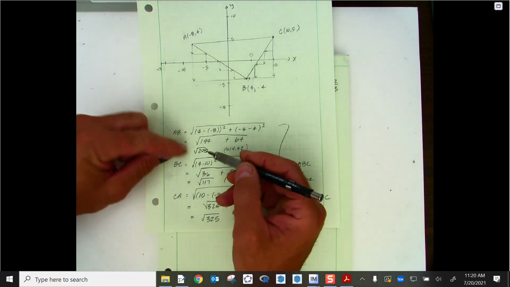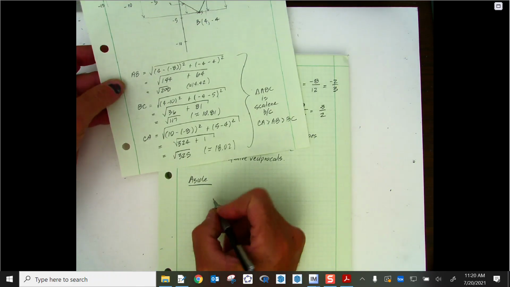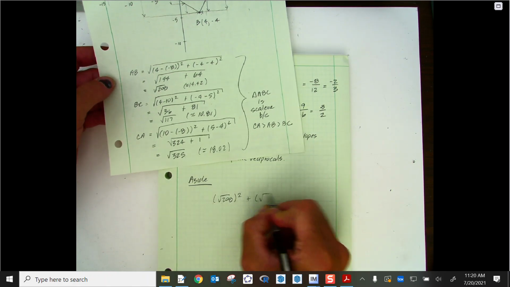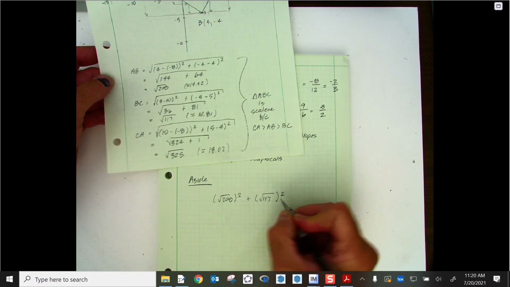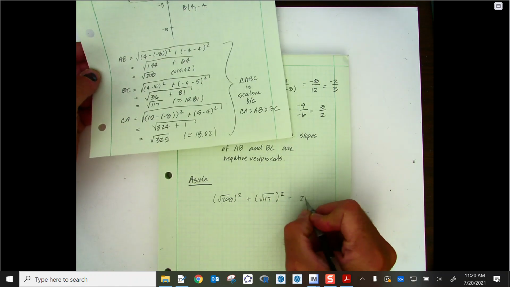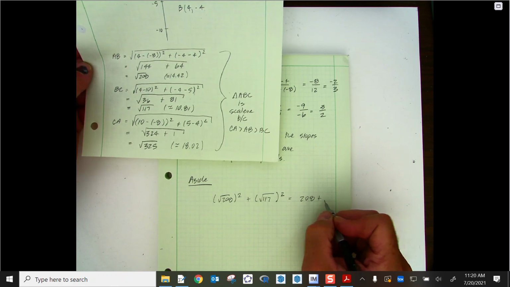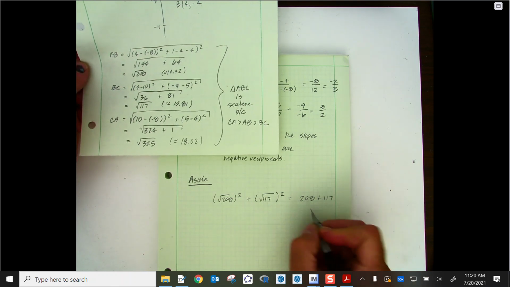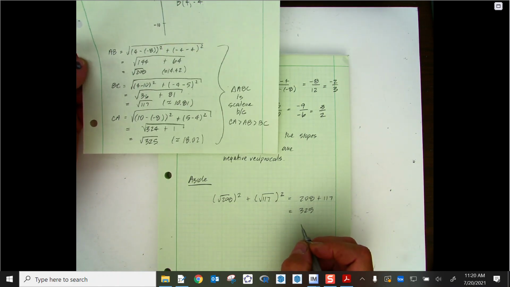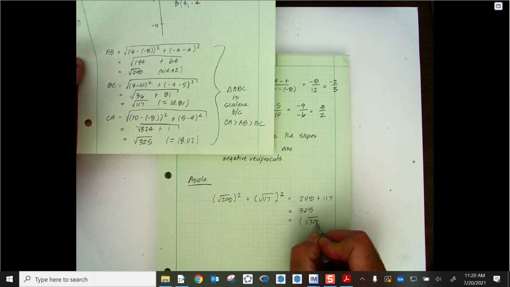And I guess you can see that 208 and 117 when added together make 325. So an aside would be that the square root of 208 squared plus the square root of 117 squared is going to be equal to 208 plus 117, right, which is equal to 325, which is the same thing as the square root of 325 squared.